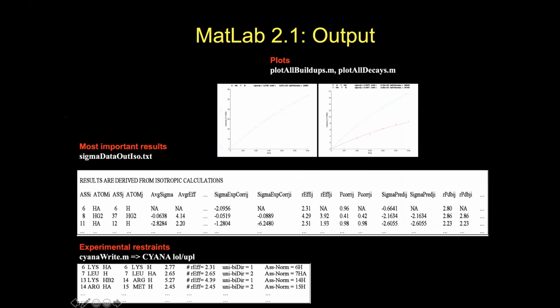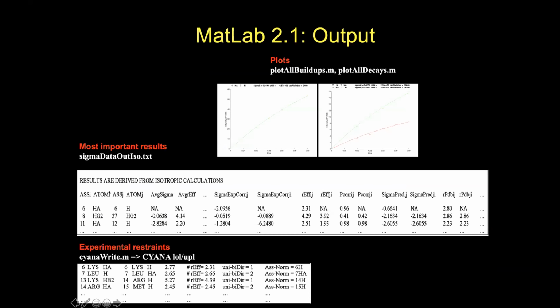So what outputs do you get in text format files? Because in the end you will use those most likely. You will get one file that is called sigma data out ISO. And this pretty much collects all the important data of your fits. It does not include everything. It's huge. It's typically about twice the width of an average computer screen. So I'm just showing you some.